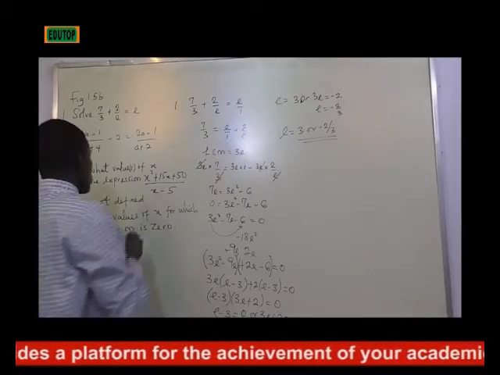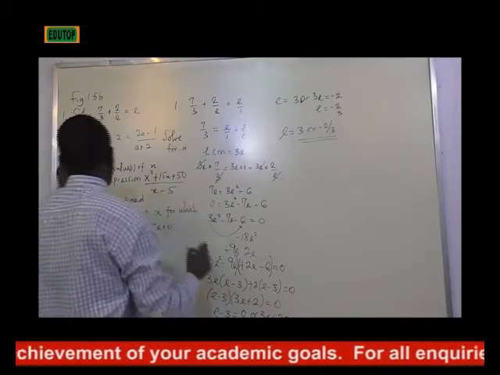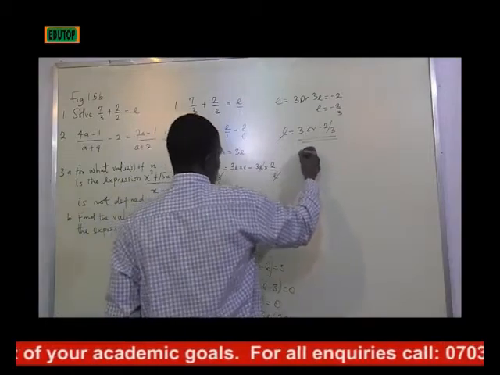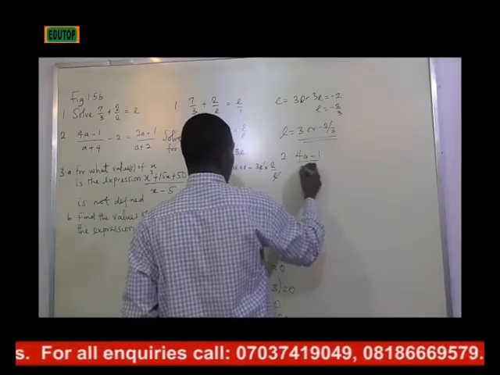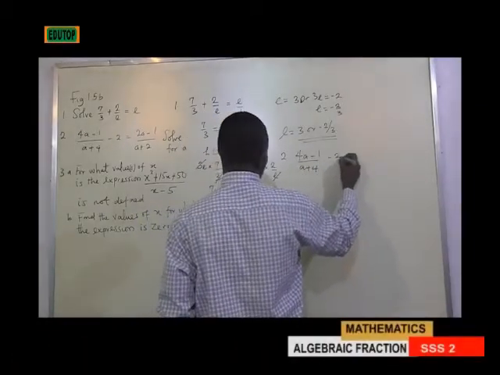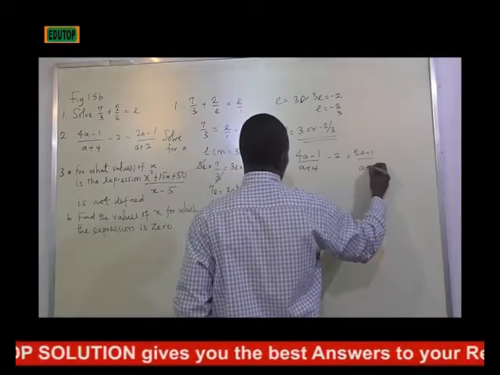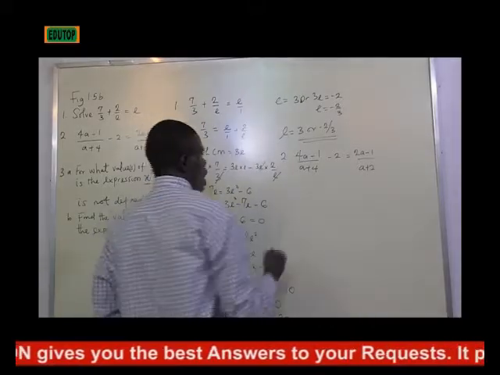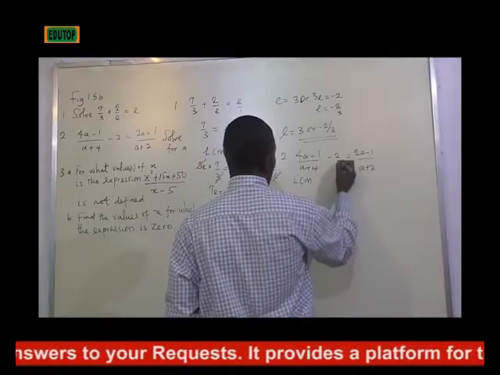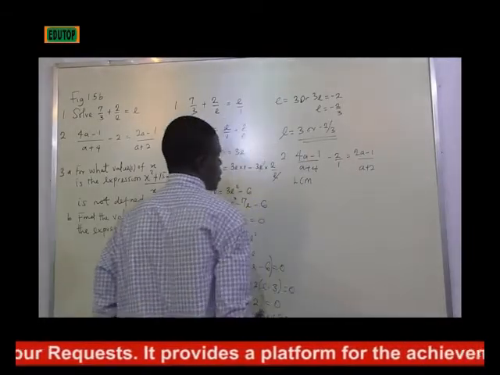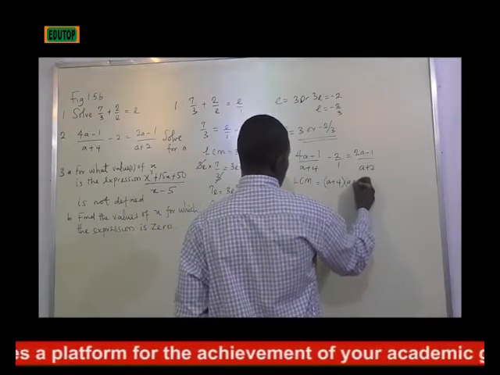Then the second one, we have to solve for a here. Solve for a. So here we have 4a, that's question 2 now, minus 1 over a plus 4 minus 2, which equals to 2a minus 1 over a plus 2. If you look at this very well, we look for the LCM, and by making this a fraction, then the LCM here will be a plus 4 into a plus 2.